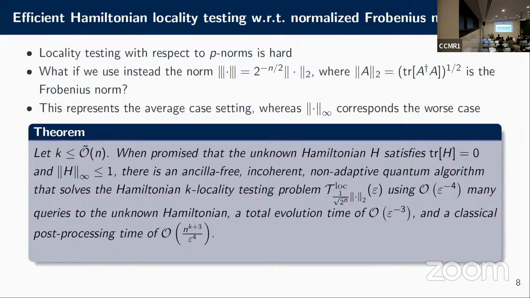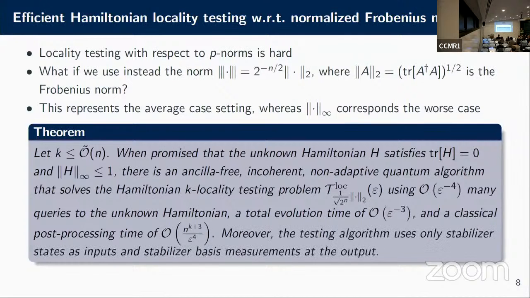What is not size independent is the classical post-processing time that you need in the end, which is n to the k+3 divided by epsilon to the 4. So this is where the size matters, but it's still polynomial in n. So this is something you can actually do. And it's only the classical post-processing time, right? Classical computers are easier than quantum stuff. Which is also nice, the testing algorithm only uses stabilizer states as inputs and stabilizer basis measurements. So this is also easy for the quantum computer to do.